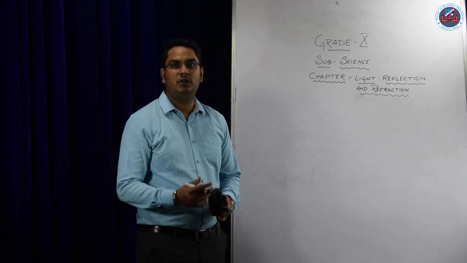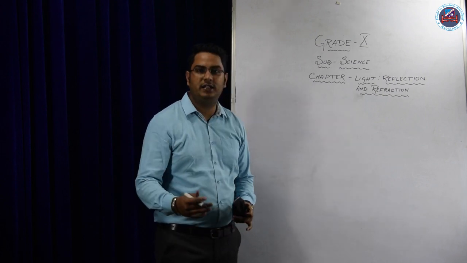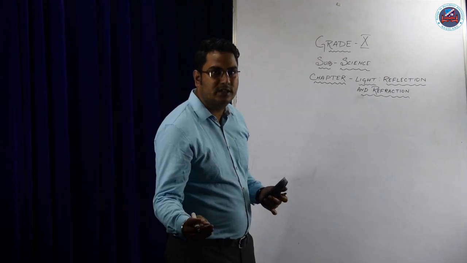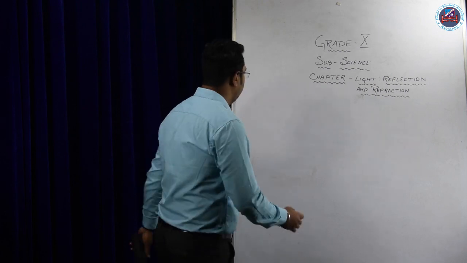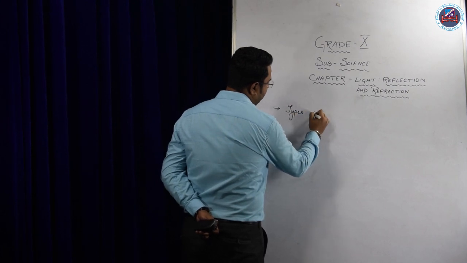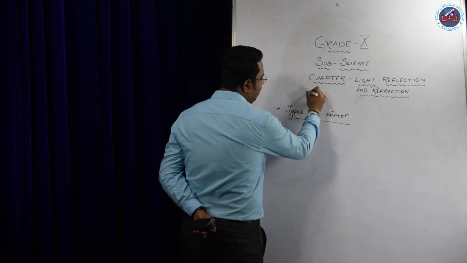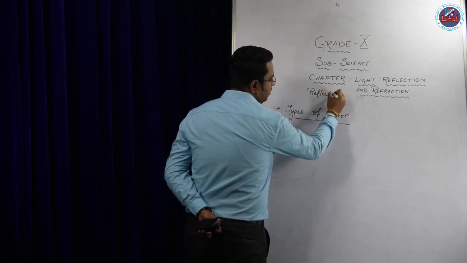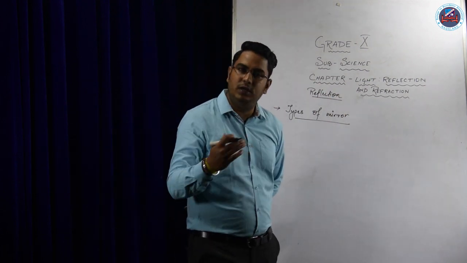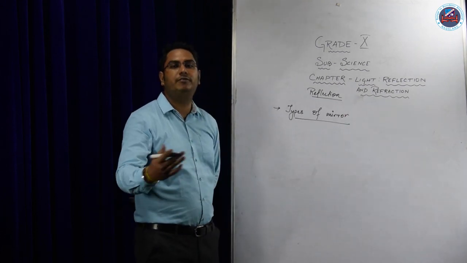Hello students, so it is the continuation of the same chapter, that is light reflection and refraction. Now today the topic which we are going to discuss is about types of mirror. This topic also comes under the same topic, that is reflection. Now under reflection, as we have discussed earlier, reflection is only possible with the help of a mirror. So now we will try to understand the types of mirror.